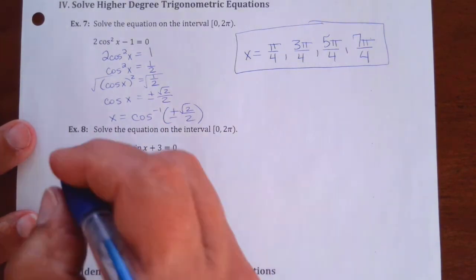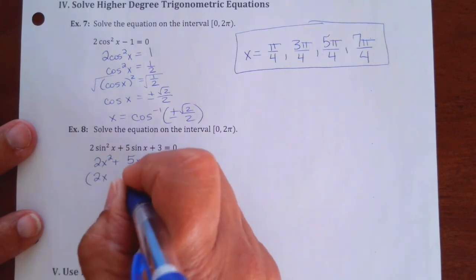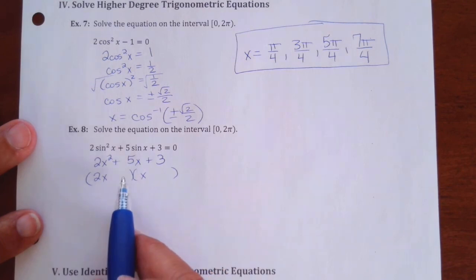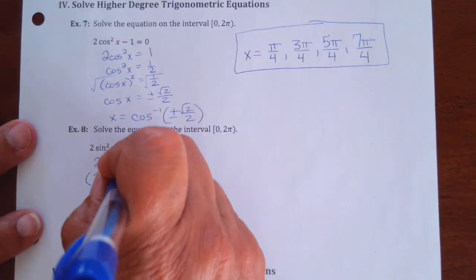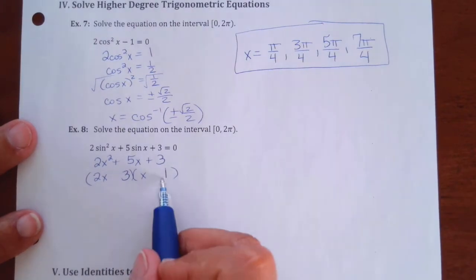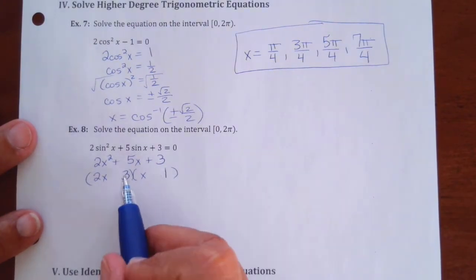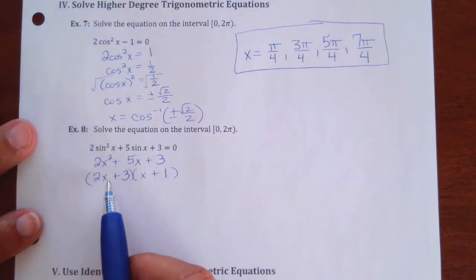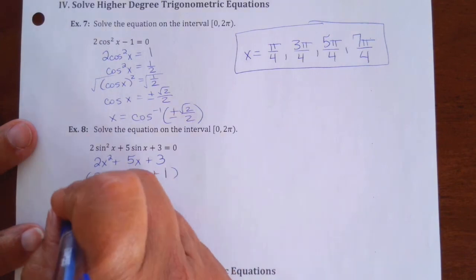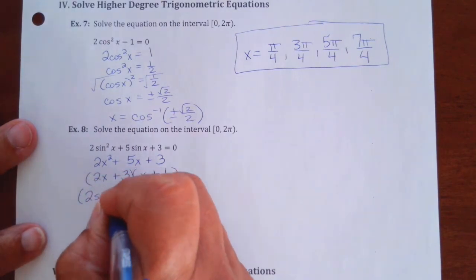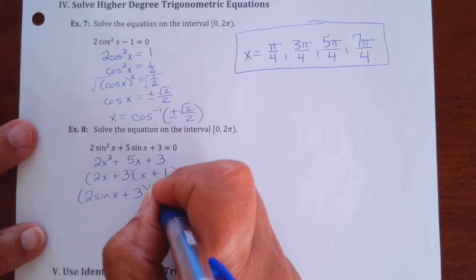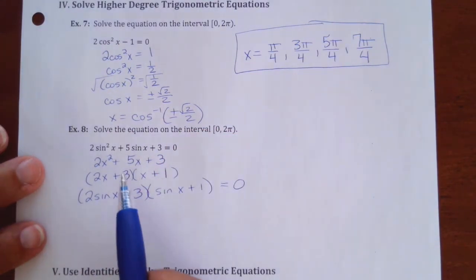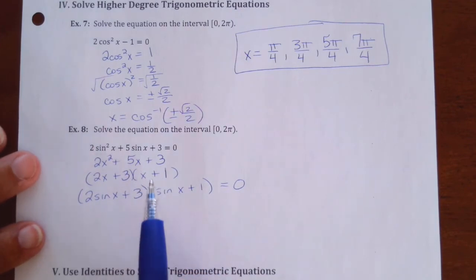If I factored that into 2 binomials, remember the first terms have to give you 2x squared, the last 2 terms have to give you 3, and you've got to get 5 in the middle. So the 3 would go here and the 1 would go here. So 3 times 1 is 3, and then when you do the outer and the inner, you get the 5x, right? Then once you do the factoring, now in place of x, you're going to put your sine again. So this would be 2 sine of x plus 3, and sine of x plus 1. Okay? So just get rid of the trig functions to help you factor.